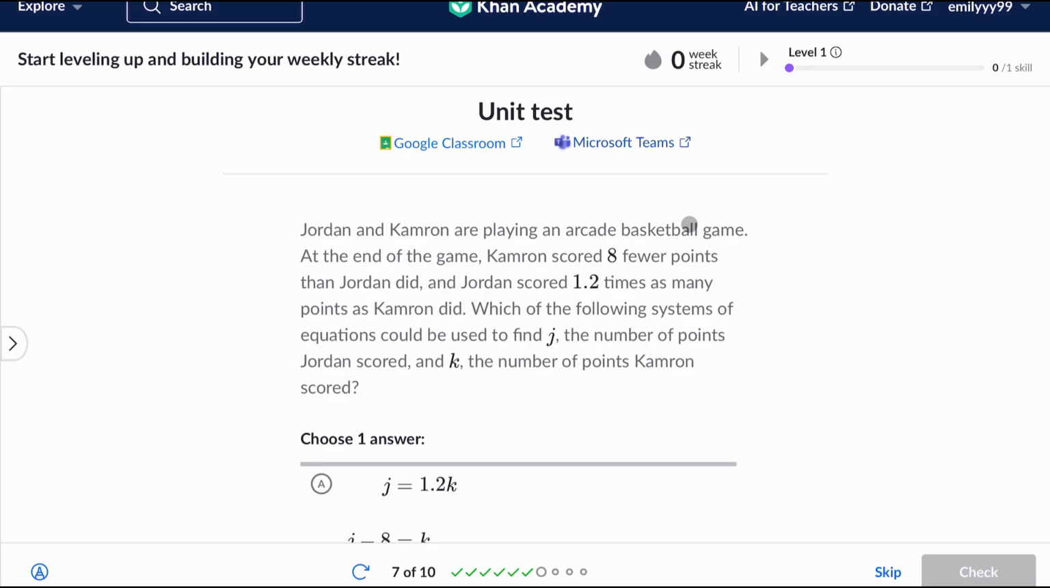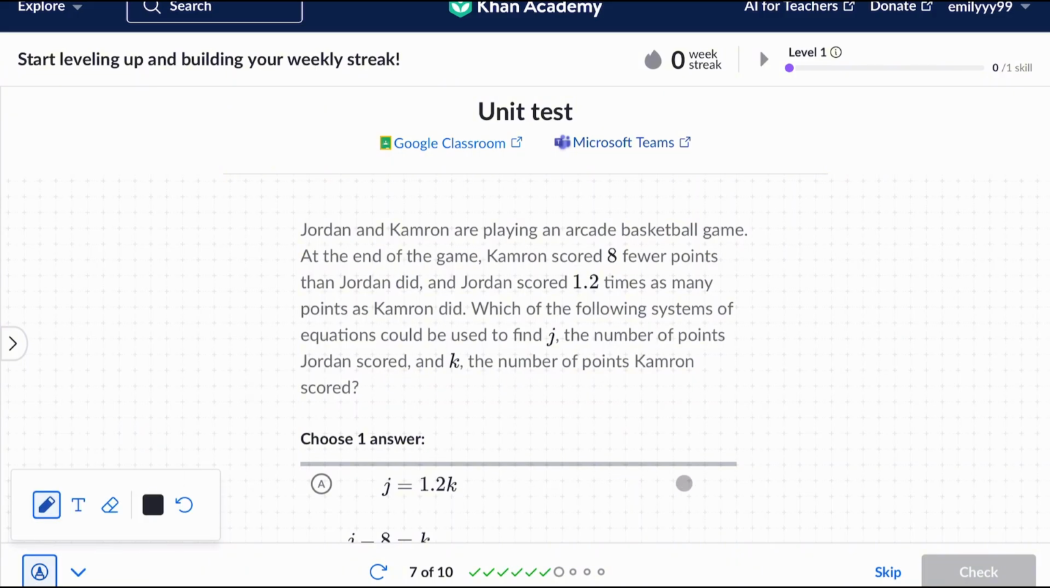Jordan and Cameron are playing an arcade basketball game. At the end of the game, Cameron scored 8 fewer points than Jordan did, and Jordan scored 1.2 times as many points as Cameron did. Which of the following systems of equations would be used to find J, the number of points Jordan scored, and K, the number of points Cameron scored?